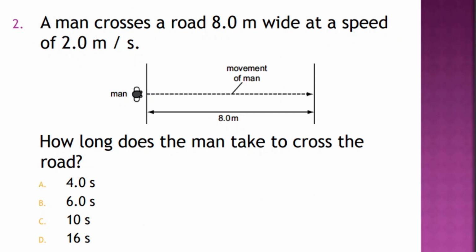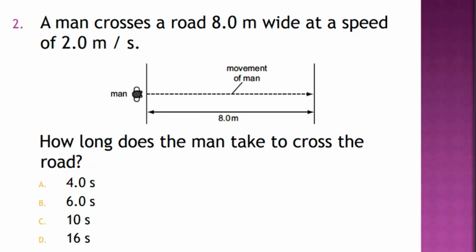Then, a man crosses a road 8 meter wide at a speed of 2 meter per second. The question is, how long does the man take to cross the road? Whenever the question asks how long something takes, or how long it will take to do something, it simply means they are asking for the time value. Here in this question we are given the distance to be covered, an 8 meter wide road, and the speed with which the man is crossing the road is 2 meter per second.